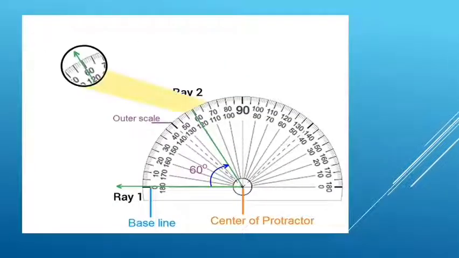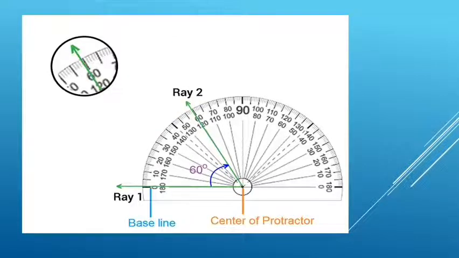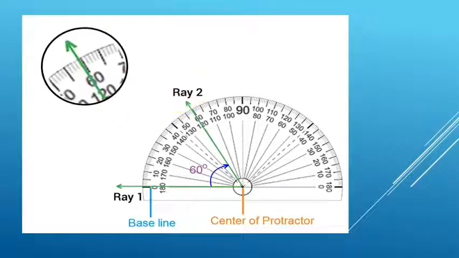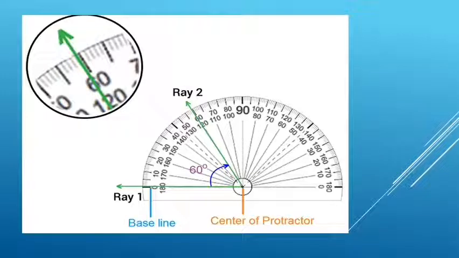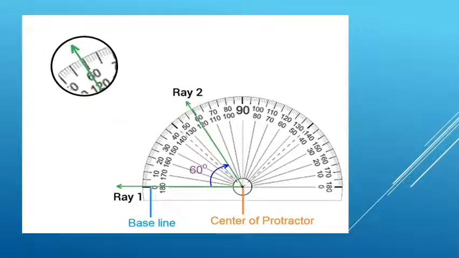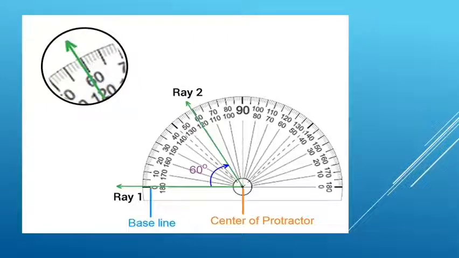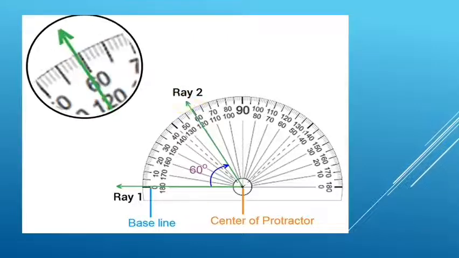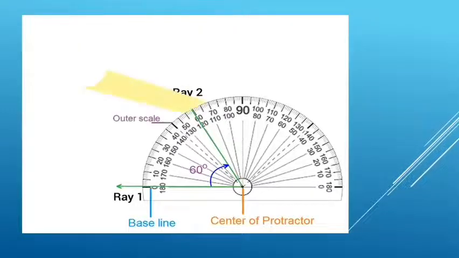Now children, here you can see how we have to measure the angle. Suppose you have to measure this angle, which is represented here with ray 1 and ray 2 in green color. We have to place our D on this ray 1 in such a way that the baseline overlaps with ray 1 and the center point overlaps with the vertex. Overlaps means it should completely hide your ray 1 and the vertex.